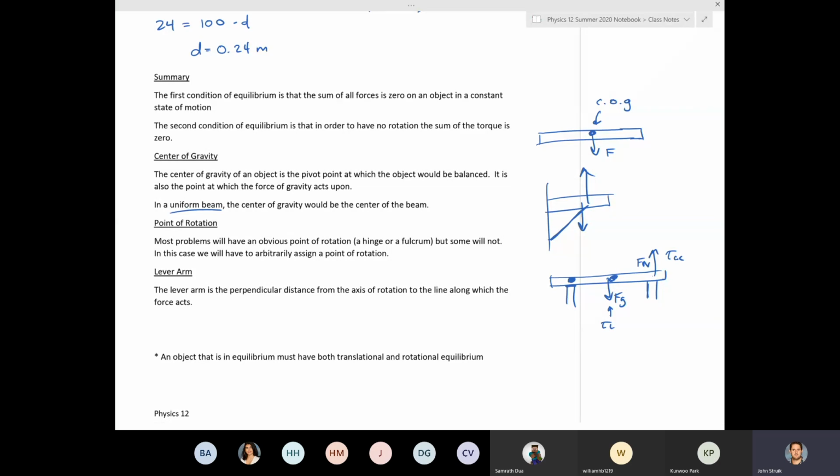So where your pivot point is is up to you. Now, generally you want to put it in a place where you don't know what the forces are, because then those forces won't cause torque anyway, because any force acting on a pivot point doesn't cause torque. Okay, good. I'm recording.